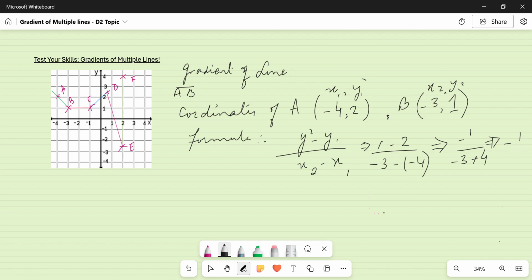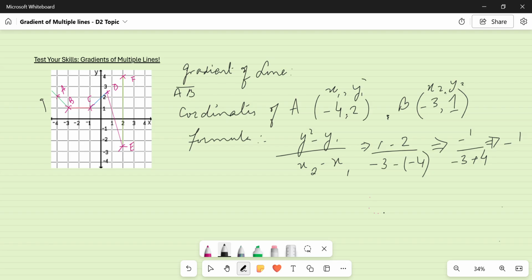Here, I can see in the graph, the first line is A and B. The second is B and C. The third one is C and D, and then D and E, and then E to F. The green one is E to F. Can you see that the green one is E to F? So there are 1, 2, 3, 4, 5 lines.